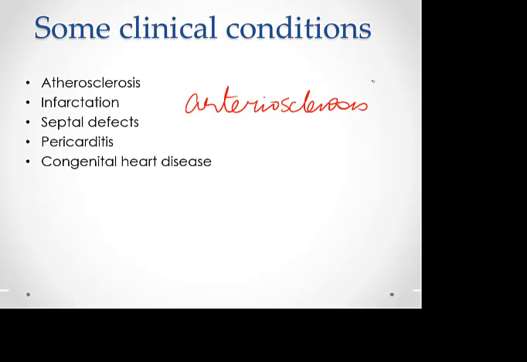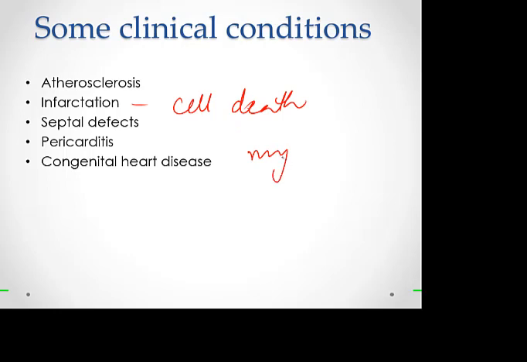Infarction is cell death. And since we're doing the cardiovascular system, we'll call it myocardial infarction. You've heard of the term angina, right? And then you may have heard of someone having myocardial infarction. Angina is a condition which is because of temporary ischemia to the cardiac muscle. So the muscle doesn't die totally. There's just temporary ischemia. The coronary arteries go into a spasm.